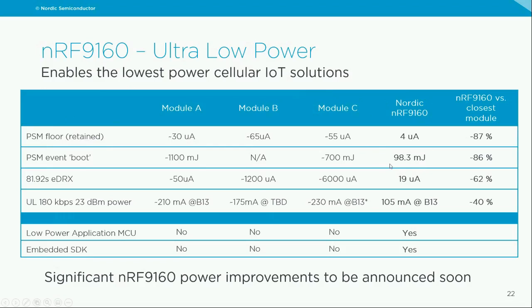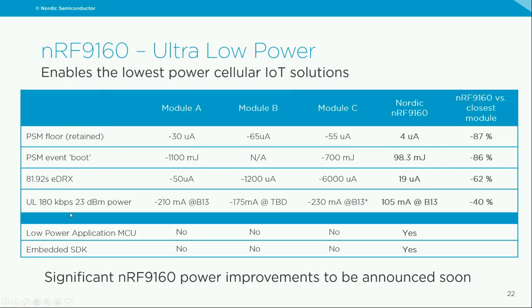power consumption. If you go to eDRX, which is a useful sleep mode if you are sleeping for a shorter time or you need to be available so that the network can send you some data, we also achieve only 19 microamps on average, including the SIM card, with 1 minute 20 second eDRX time.